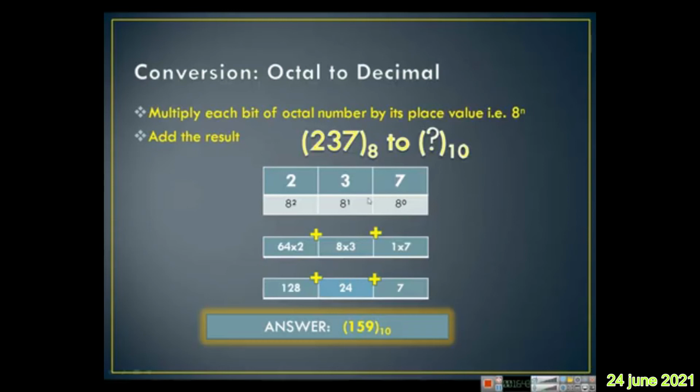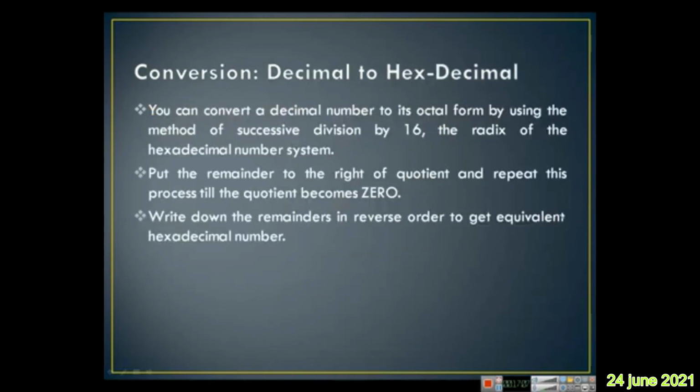You just see here, 237, 8 raised to 0, 8 raised to 1, 8 raised to 2. 64 into 2, 8 into 3, 1 into 7. 1 is 8 raised to 0, 1 into 7. This is 128 plus 24 plus 7. If you add all things, value will be 159. 237 of octal is 159 of decimal.